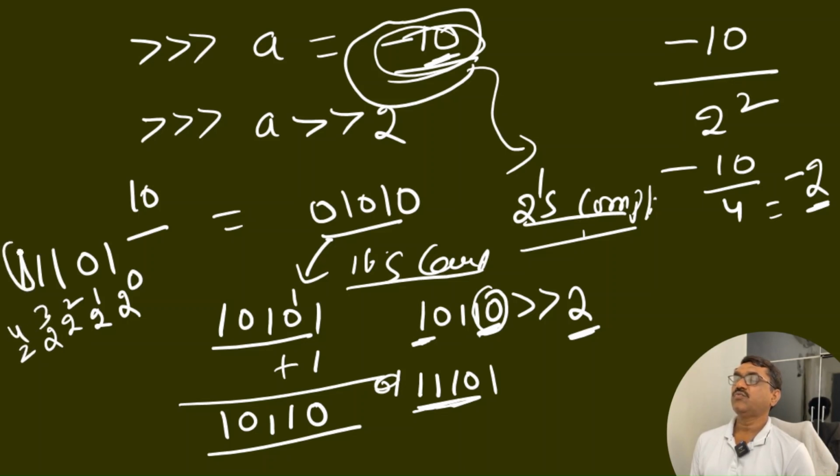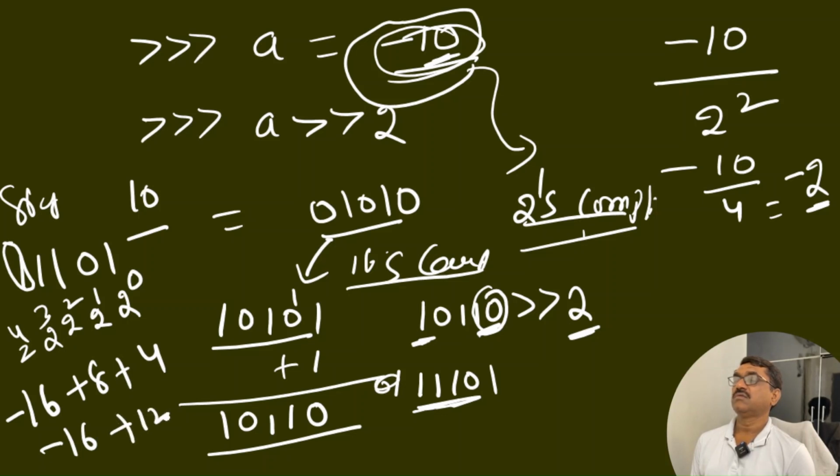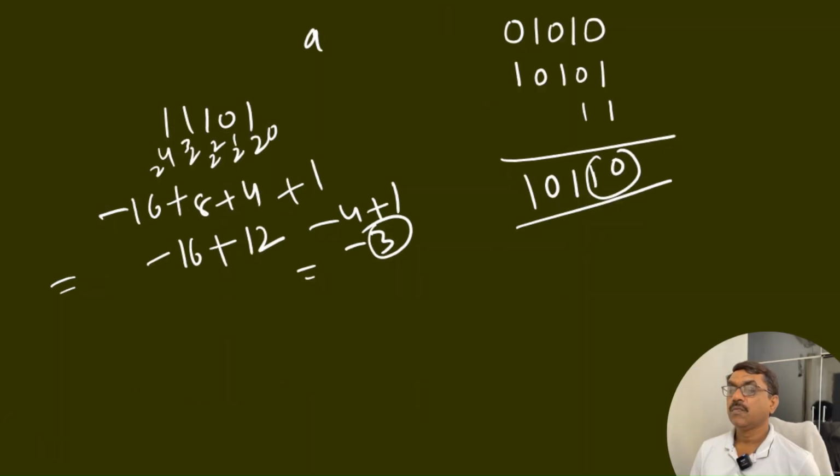I said that the leftmost bit represents the sign bit. For this, we are taking the value minus 16, and this is plus 8, this is plus 4, minus 16 plus 12, and last one, 2 to the power of 0 is 1. That means we are getting minus 16 plus 13. I think we are getting minus 3.